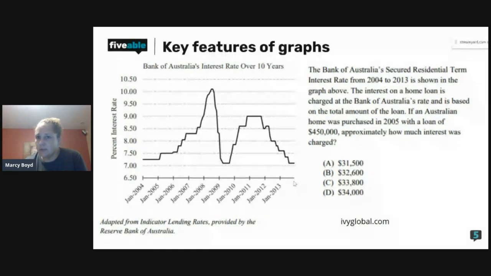So the question I put over on the right-hand side: Bank of Australia's secured residential term interest rate from 2004 to 2013, shown in the graph above. The interest on a home loan is charged at the Bank of Australia's rate based on the total amount of the loan. If a home is purchased in 2005 with a loan amount of $450,000, about how much interest was charged? So again, I'm going to pause for a minute.